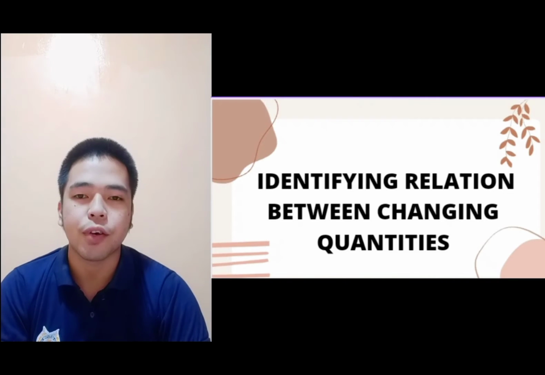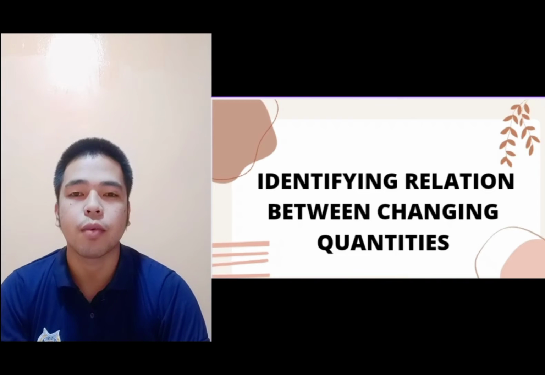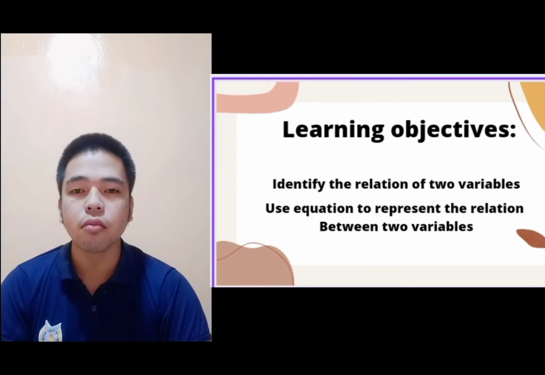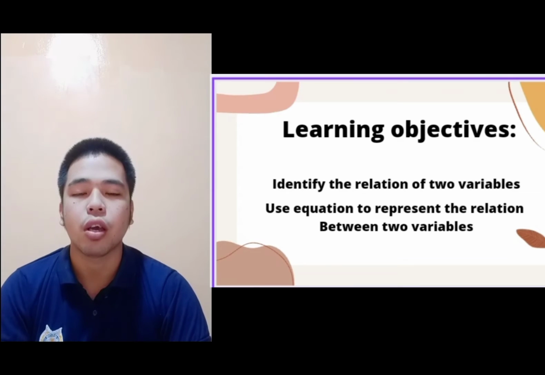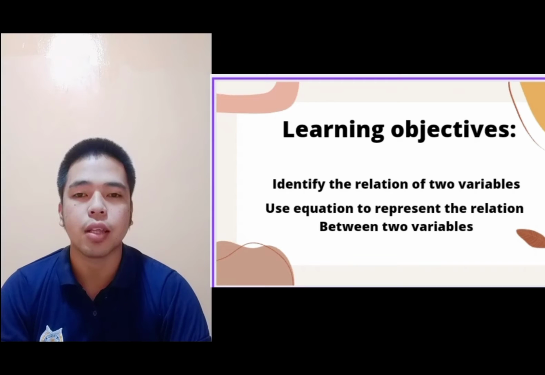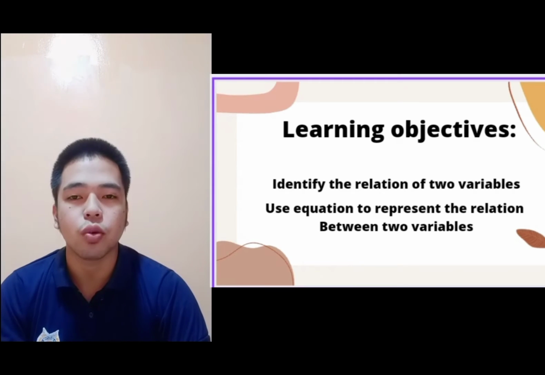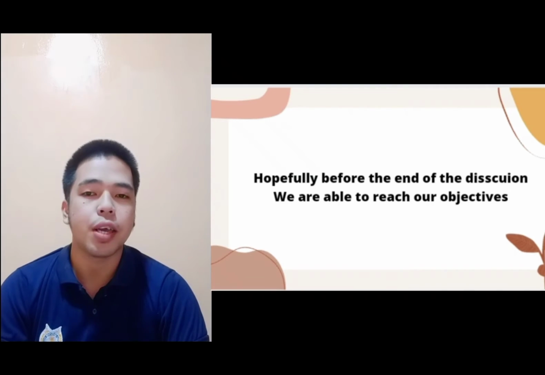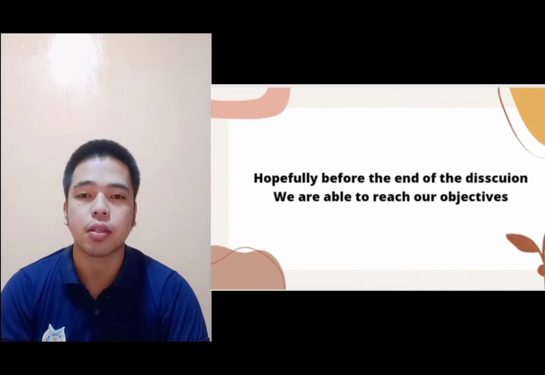The discussion for today is identifying the relation between changing quantities. The learning objectives are to identify the relation of two quantities and use an equation to represent the relation between two variables. Hopefully, before the end of the discussion, we are able to reach our objectives.